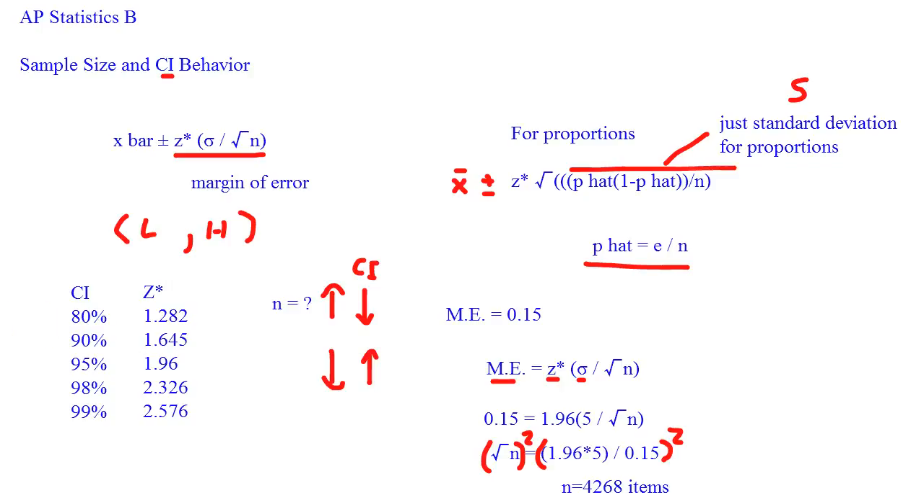All right, that is pretty much it for proportions. With proportions, make sure that you take the number of items and divide it by the total number of items in your sample, and then you can fill in the rest of this just to work with it. Okay. All right, that's it for sample size and confidence interval behavior. I'll talk to you later. Bye.